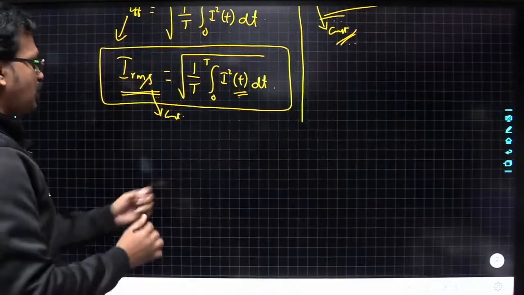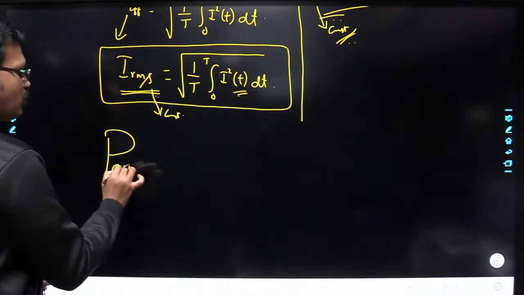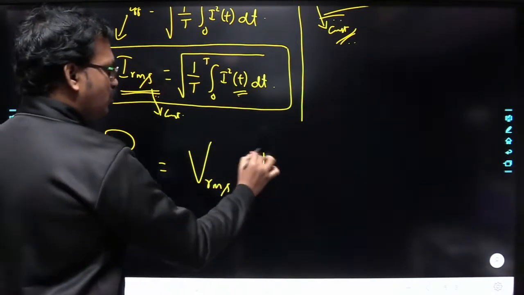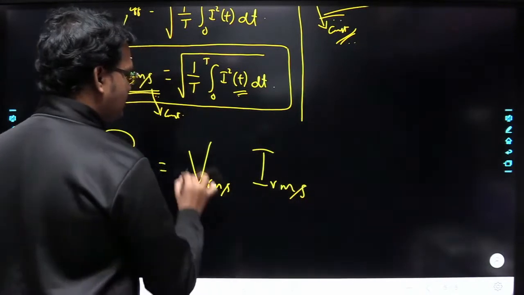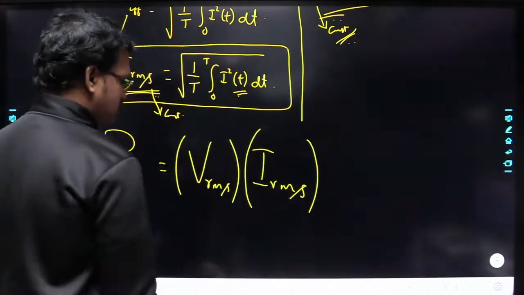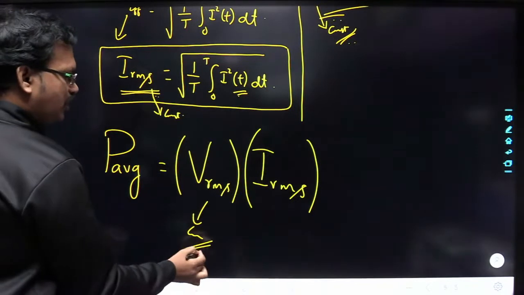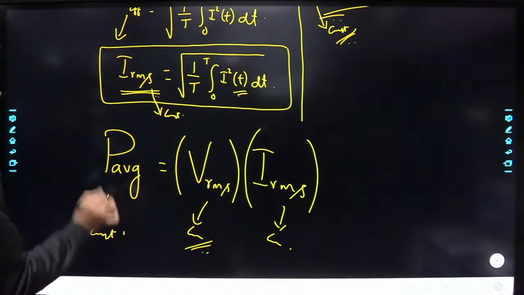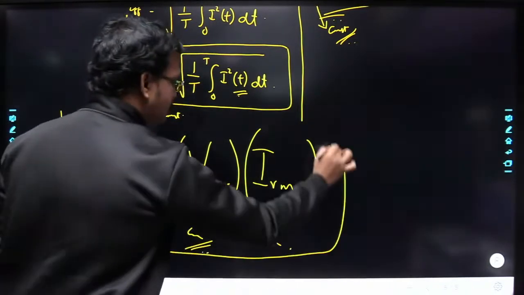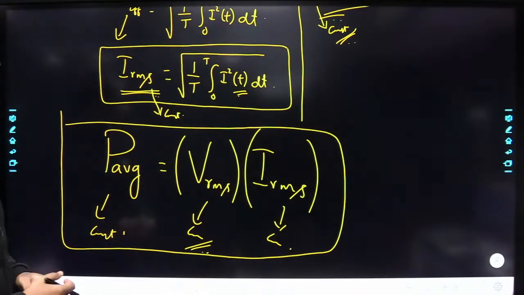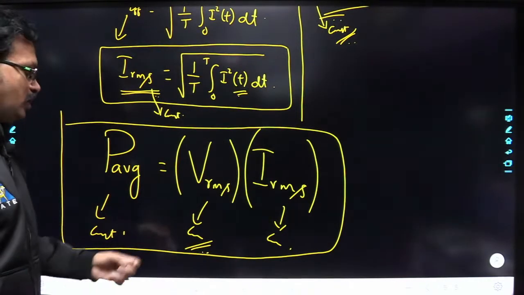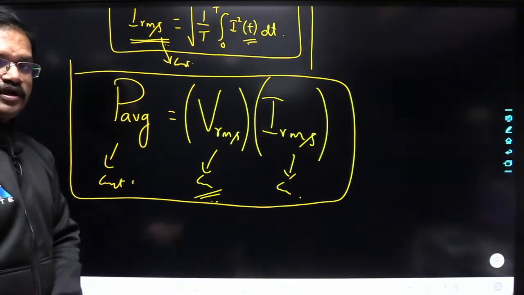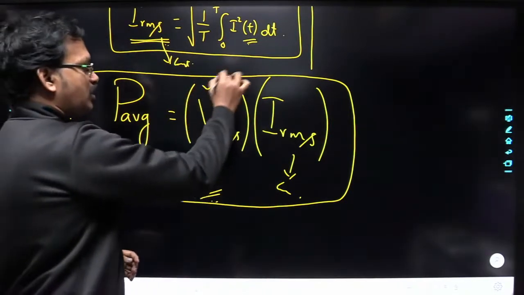Now I can write P average as VRMS into IRMS. Yes or no? This is some constant value you are going to get, and this is also some constant value, and P average is also going to be some constant value. So everything is constant with respect to time, right? In this manner you can represent P average. So this is the purpose of RMS values.